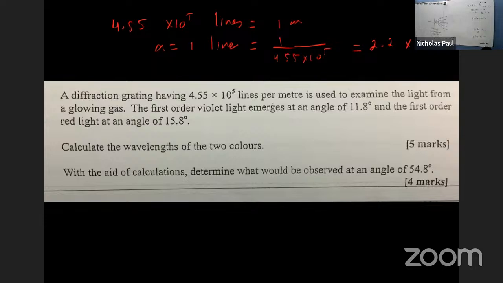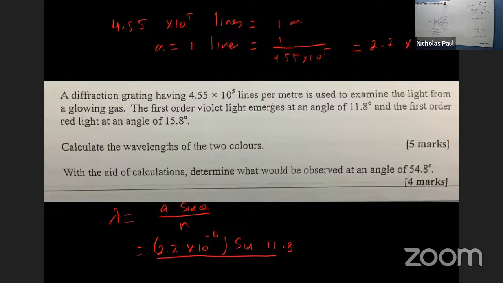And then rearrange the formula and solve for lambda. Lambda is what? Lambda is A sine theta all over n. Right? A is 2.2 by 10 to the minus 6. So I get 2.2 by 10 to the minus 6 by sine 11.8 all over 1. That'll be the wavelength of violet. And we know violet is how much? Around 400, right?